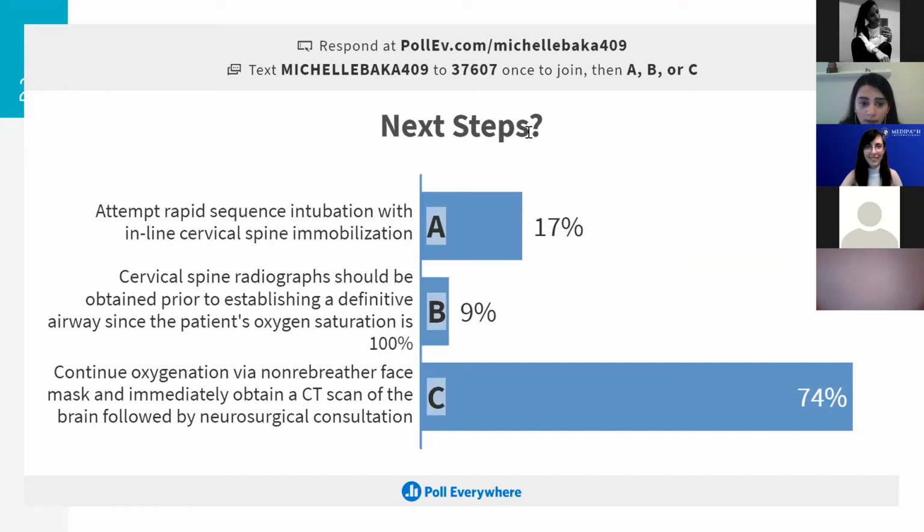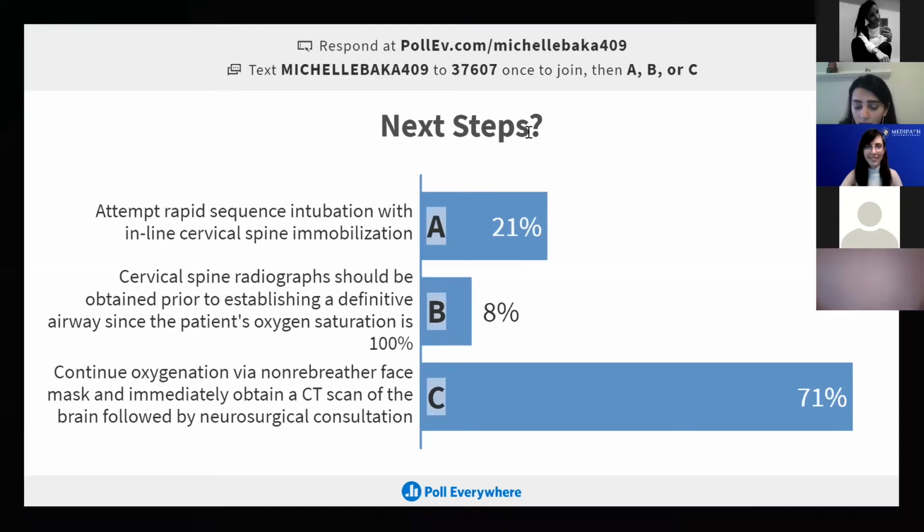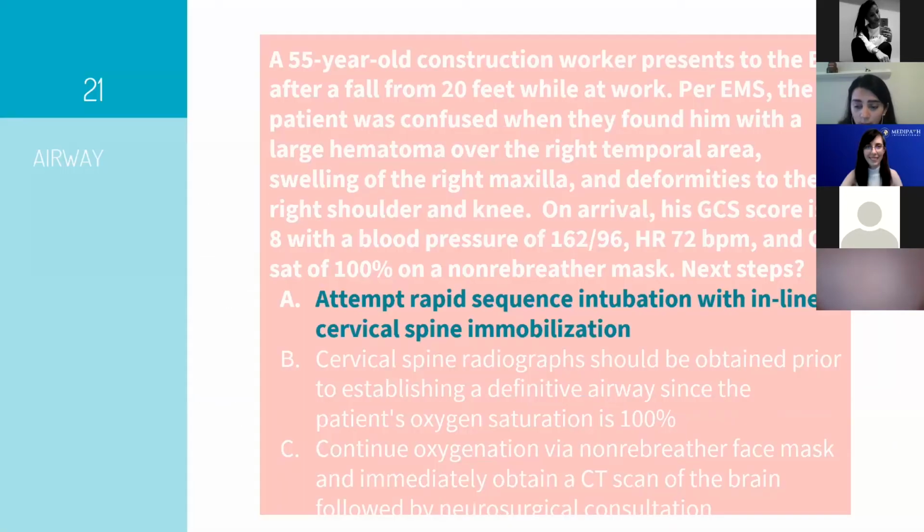Okay, looks like we're split between A and C. Okay, so the correct answer here is actually A. You want to intubate this patient while maintaining inline cervical spine immobilization.